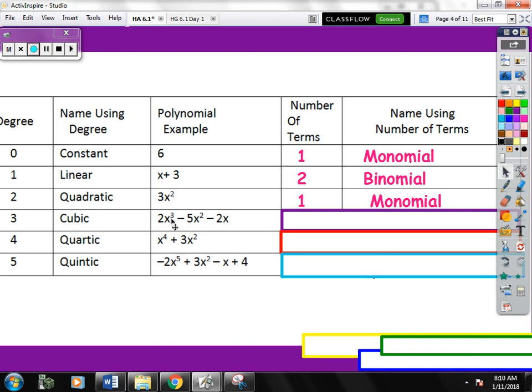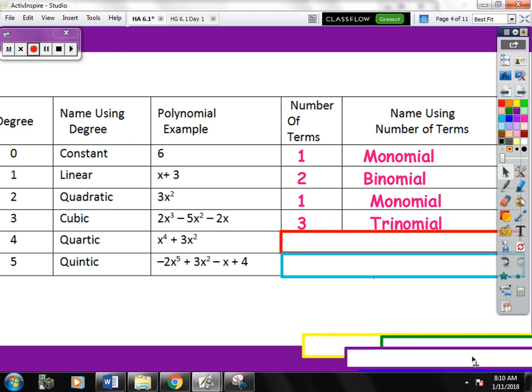Cubic function is a degree of 3. This one has 1, 2, 3 terms. Who remembers what we call a 3-term polynomial? Garrett? A trinomial. And then you may or may not be familiar with these. I feel like cubic you would be, but maybe not. So quartic, you'll want to know that word, stands for 4th degree. And quintic stands for 5th degree. So those need memorized if you don't know them already.